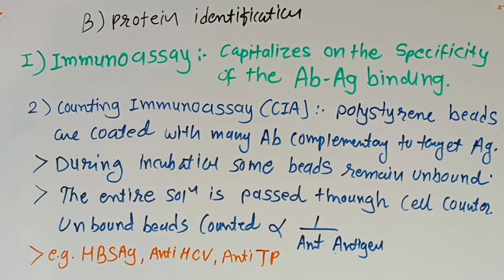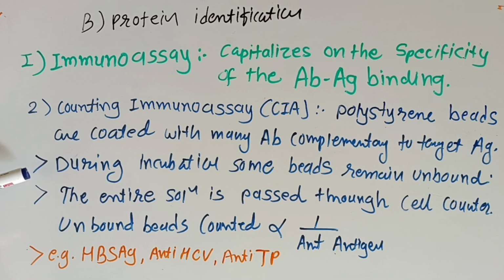Now the second method in immunoassay is counting immunoassay. As the name suggests, counting, so here a cell counter application is there. Let us see briefly. In counting immunoassay, polystyrene beads are used, coated with many antibodies complementary to the target antigen. Okay, so this is the simple principle behind counting immunoassay. Now these beads and target antigen are incubated for some period. During incubation, some beads remain unbound and the remaining are bound with the specific antigen.